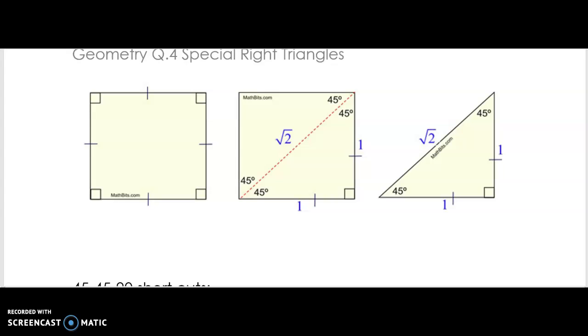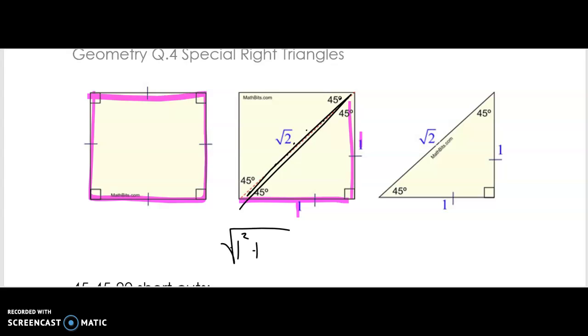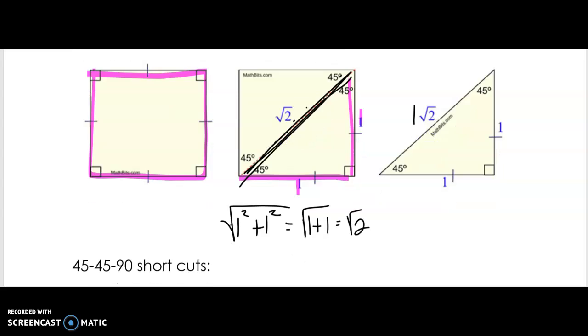Now, 45, 45, 90. A 45, 45, 90 triangle comes from a square. And let's say that all sides are 1 unit long. So if I use the Pythagorean theorem to find the hypotenuse, then I have the legs. So 1 squared plus 1 squared is 1 plus 1, which is the square root of 2. So that's why it's a square root of 2. Okay, so both legs are going to be equal, and then this is kind of like a 1, 1, square root of 2.